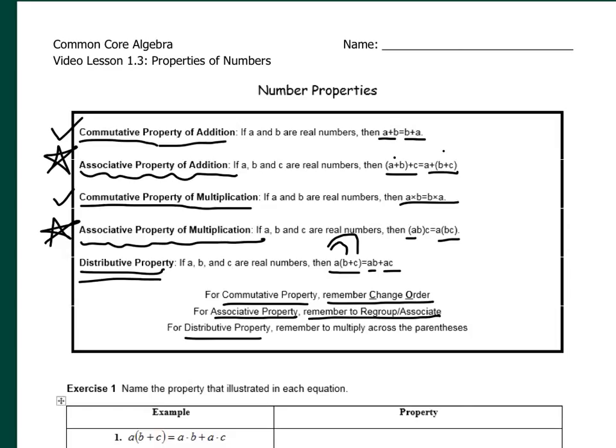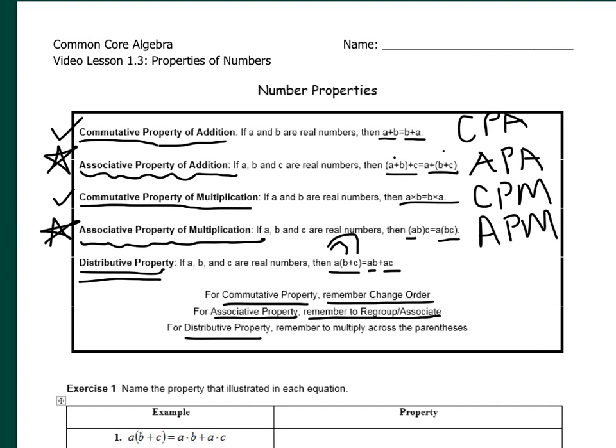Now, in order to make our life a little easier, for the purpose of these notes, I'm going to be nice and let you use abbreviations, but that doesn't mean you don't have to know how to spell commutative property of addition, associative property for addition. But today we're going to use some abbreviations. We'll use CPA for commutative property of addition. We'll use APA for associative property of addition. We'll use CPM for commutative property of multiplication. We'll use APM for associative property of multiplication, and then we'll just simply use DP to represent the distributive property.